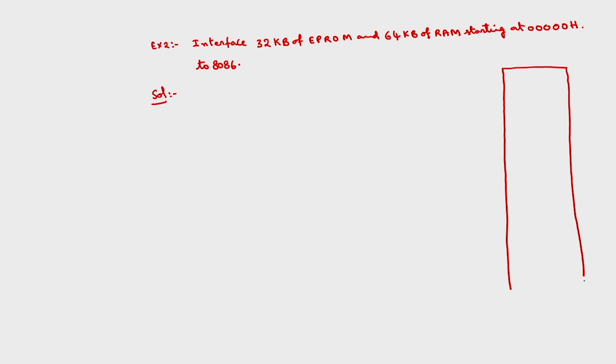So the memory map of the 64 kilobytes of RAM is given, the starting address, whereas the memory map of the EPROM is not specified. By default, as I have discussed in the earlier class also, we have to connect the EPROM at the end of the memory, because whenever the microprocessor is reset, it goes to the FFFF0 location. So if the address is not given, you have to connect the EPROM in the last locations of the total memory map. Here you have to connect the EPROM. So the ending address is FFFFFH.